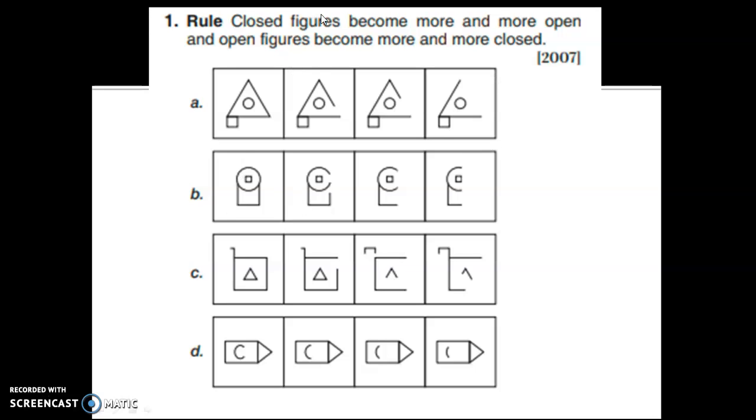Second, see option B. Closed figures become more and more open. Is this closed figure becoming open? Yes, these two closed figures are becoming open, but there is no open figure becoming closed. So this is not our option. Now we'll check option C. This closed square is becoming more and more open. Moreover, this is a kind of open figure which is becoming more and more closed. Can you see? And inside, the triangle is also becoming more and more open. Here the circle and the smaller square are not becoming open. So our answer is C.